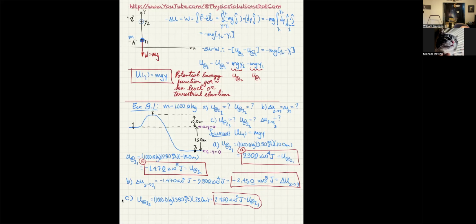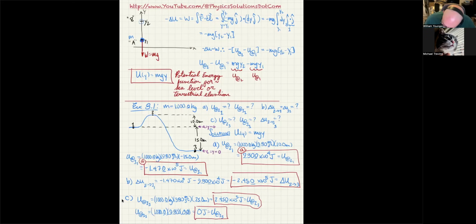And now I'm going to say U at 3 relative to 3 is equal to 1,000. I'll leave the units off this time, too much junk to write. 9.80, and this time the height is 0.0 meters. So this one's going to be just 0 joules. Of course, that should be 0 because if you're calling 3 y equals 0, then the potential energy at y equals 0 is supposed to be 0.